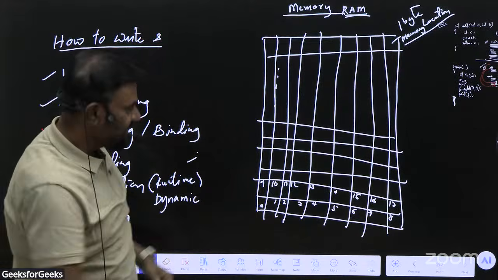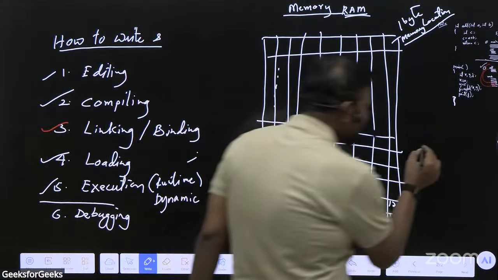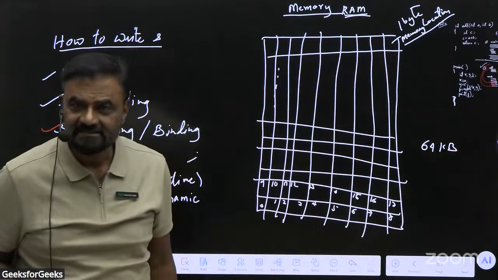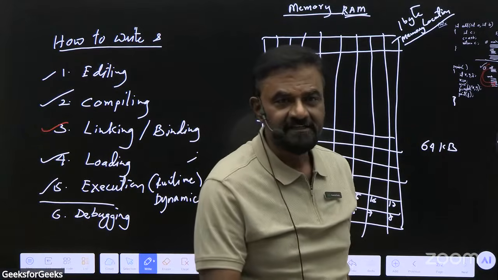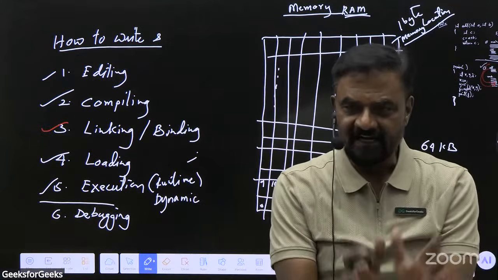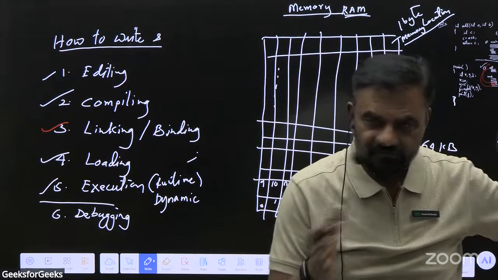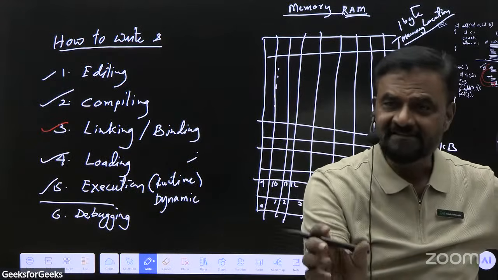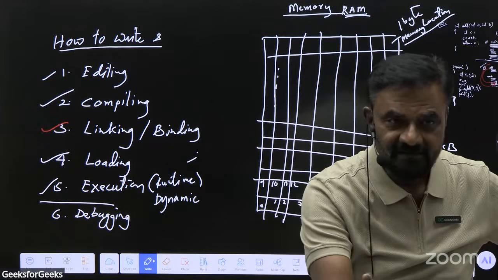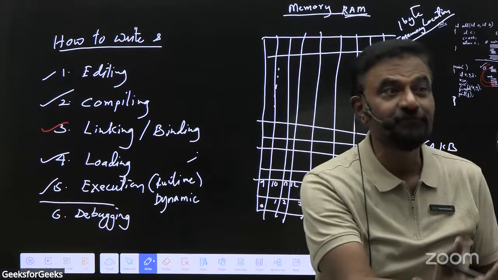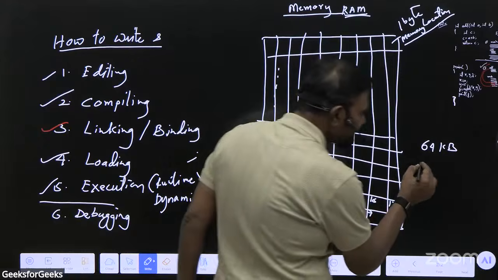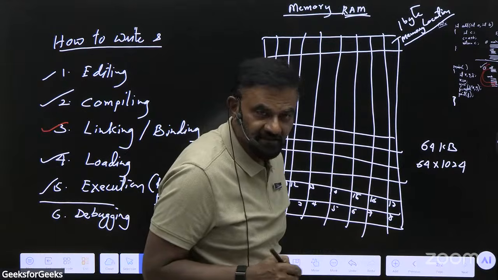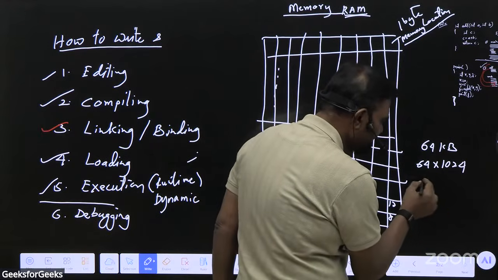Assume that the memory is of size 64 kilobytes. When you study any subject, you try to take a typical size and discuss everything within that size. Like when you talk about operating systems, the page size is 512 bytes, isn't it? Like that we fix the size. So we will fix the size here as 64 kilobytes. So 64 kilobytes means how much? 64 into 1024. Kilo means 1024 here.